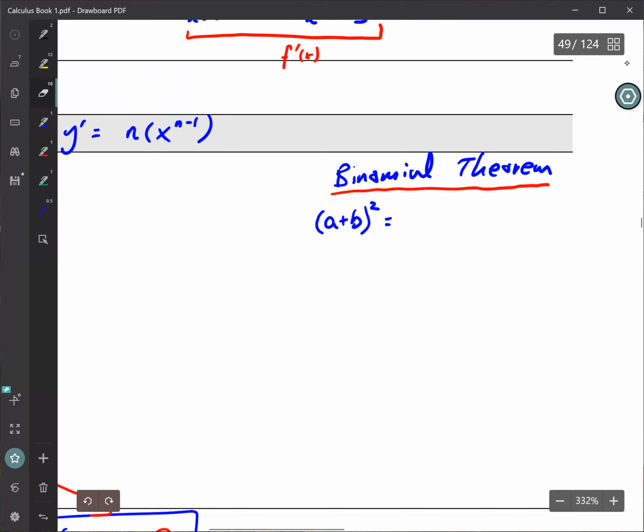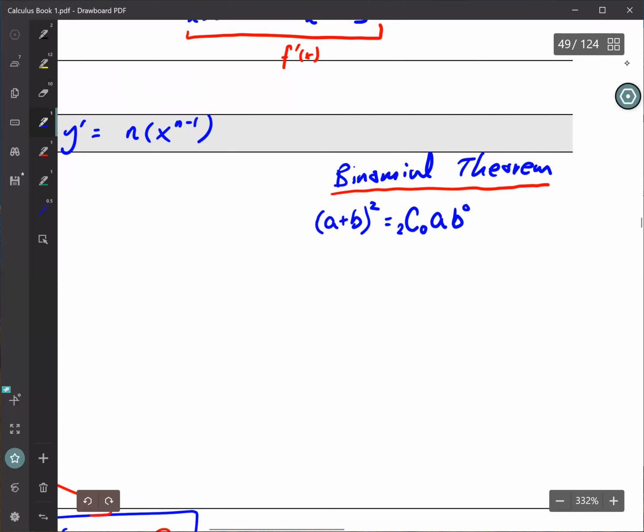Okay, so we'll use square as an example. What you need to do is take the exponent and then write 2C0. C is called combination. You can find this function on your calculator. And then a, b, the b has an exponent of 0.